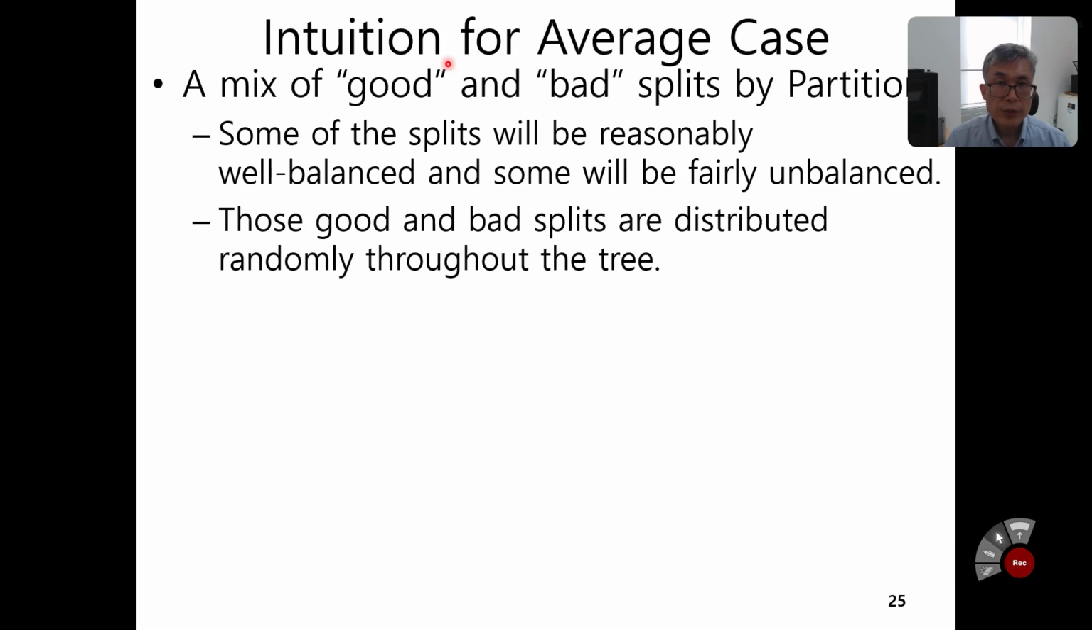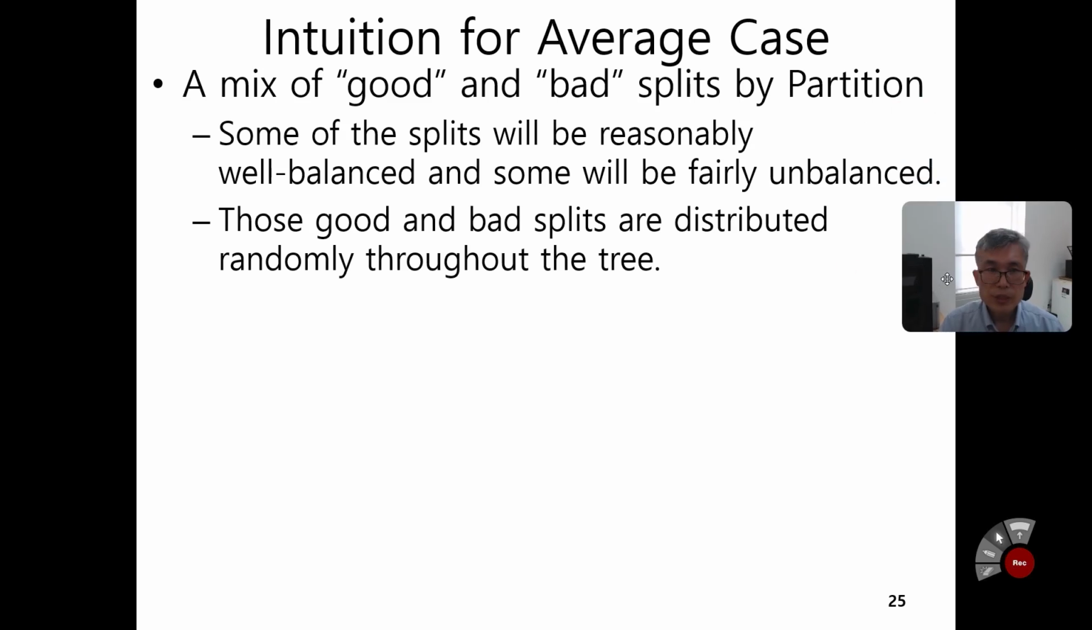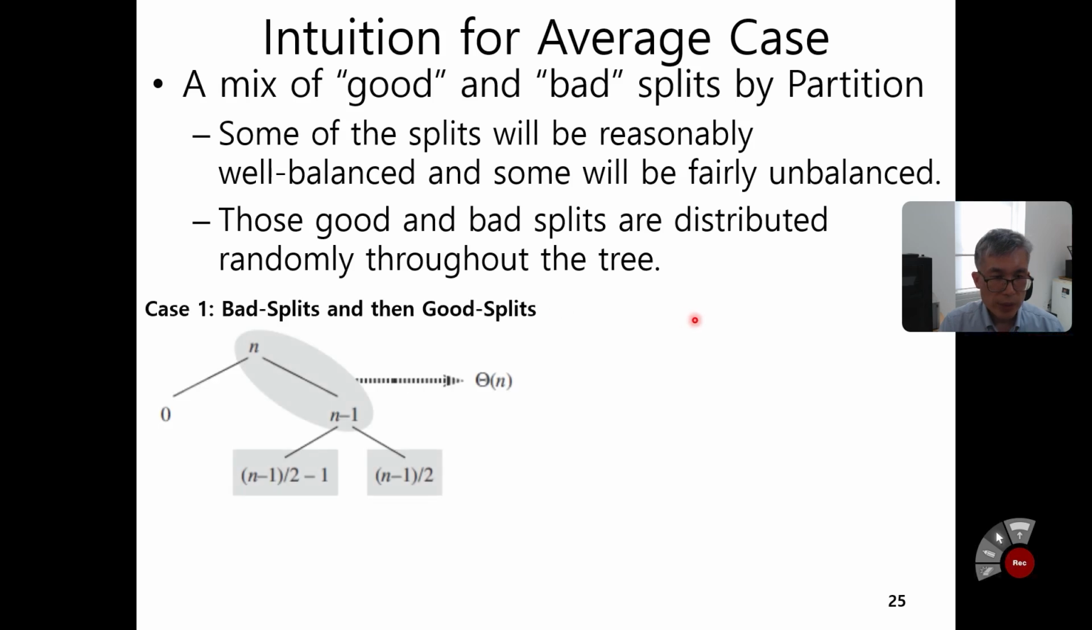The intuition for the average case is a mix of good and bad splits by partition. Some of the splits will be reasonably well balanced and some will be fairly unbalanced. Those good and bad splits are distributed randomly throughout the tree. So case 1 is like this: a bad split and then a good split.